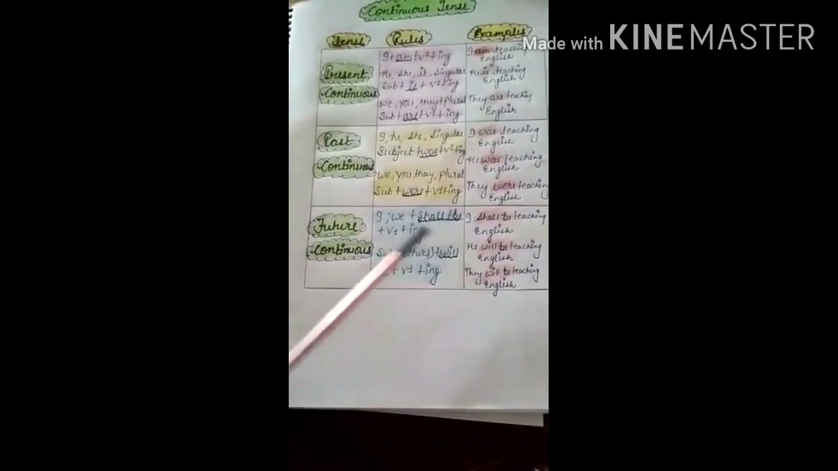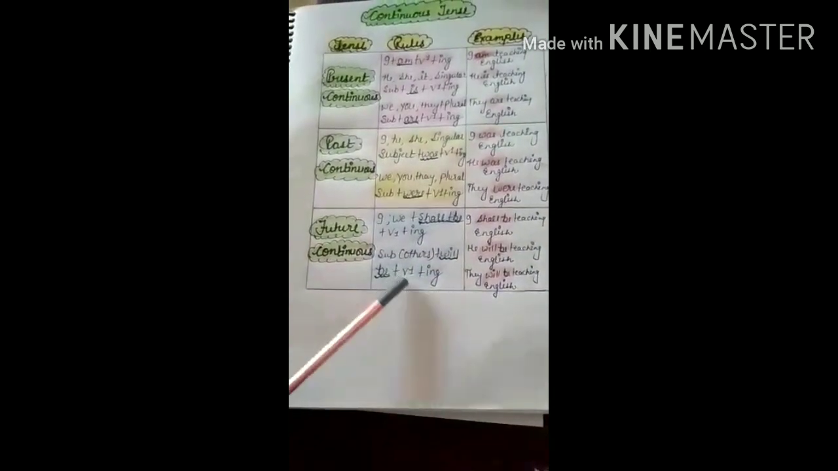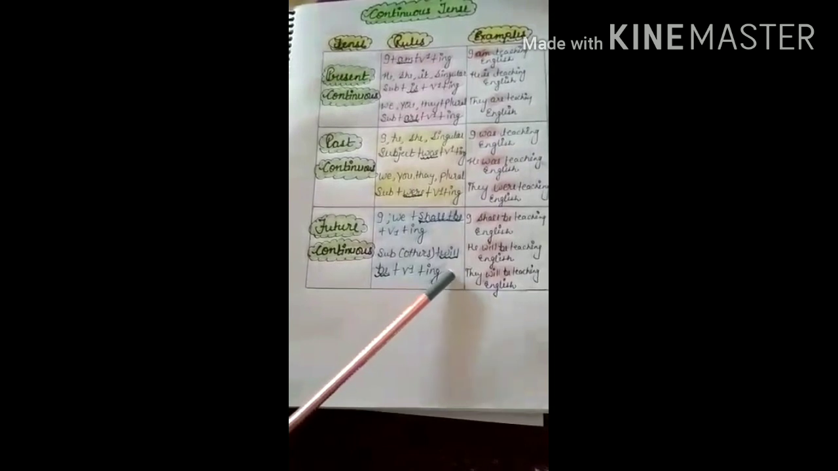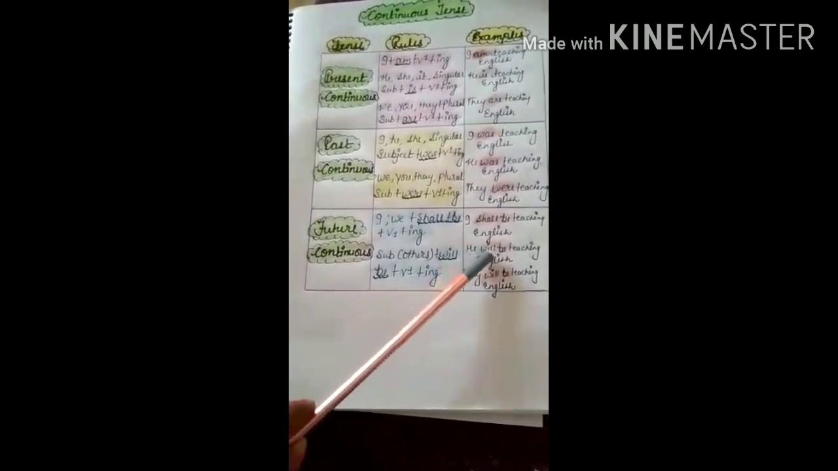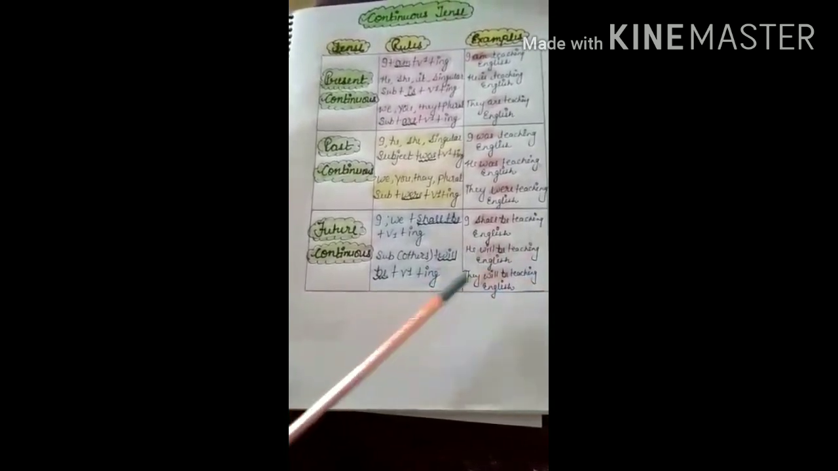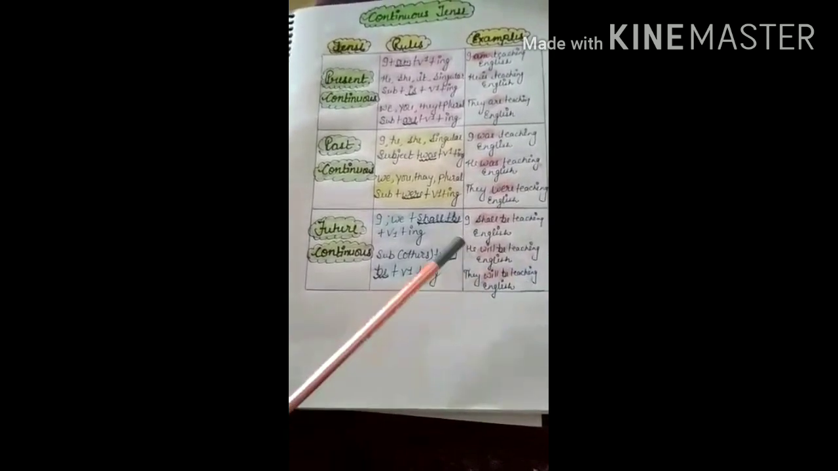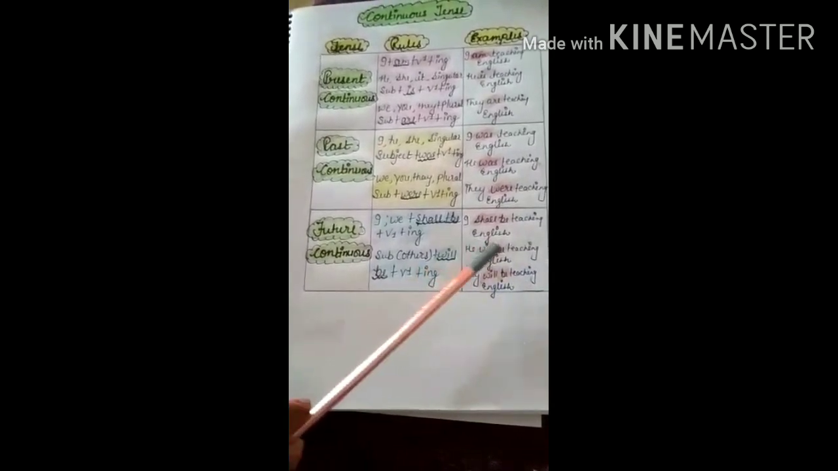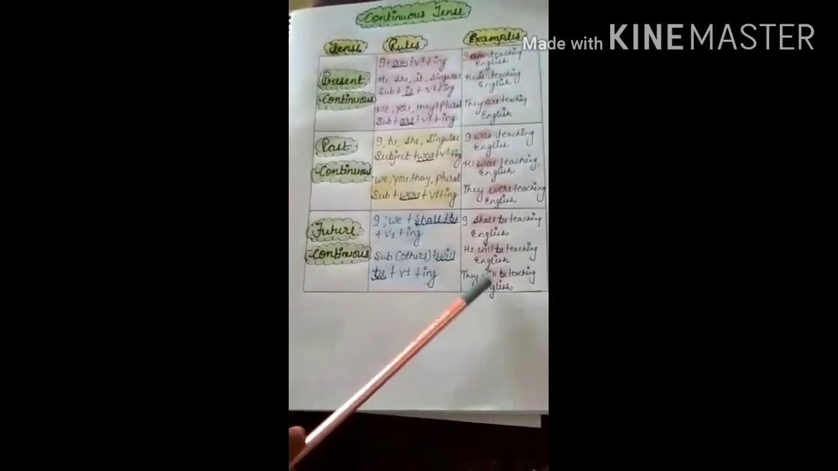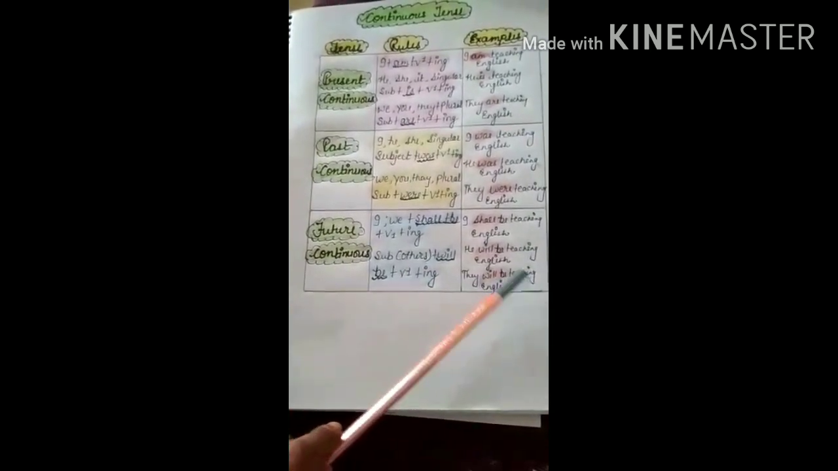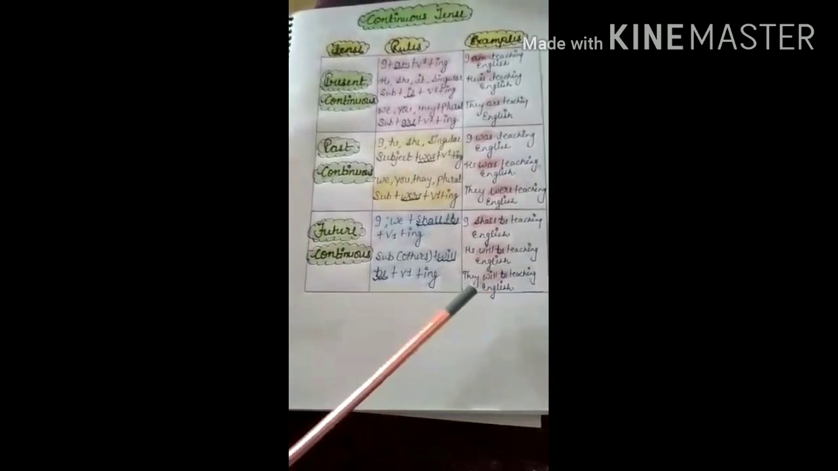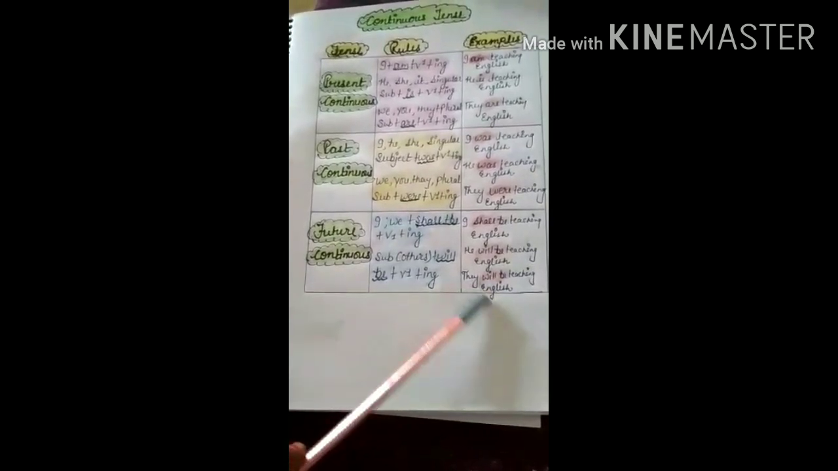But when the subject is others, we use will plus be plus V1 plus ing plus object. He will be teaching English. They will be teaching English. He subject, will be teaching V1 plus ing, object. They subject, will be teaching V1 plus ing, English.